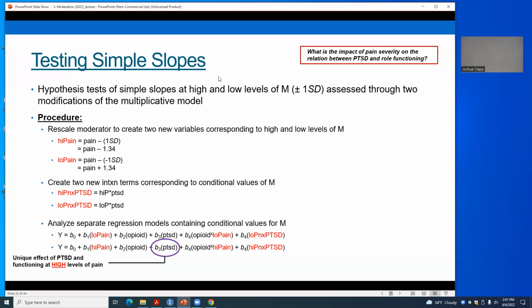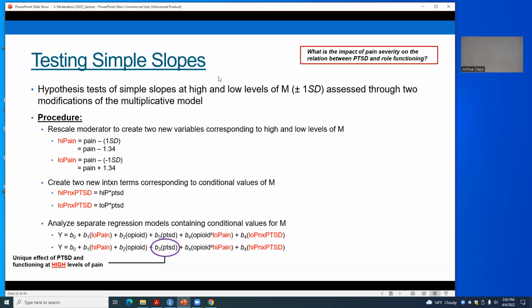And again, what I get out of that is I just got to look at that. That's my conditional effect of PTSD on functioning at high levels of pain. Because if I'm holding everything else constant, 0 here goes away, 0 here goes away, 0 here goes away, 0 here goes away, just left with my intercept and my conditional effect.